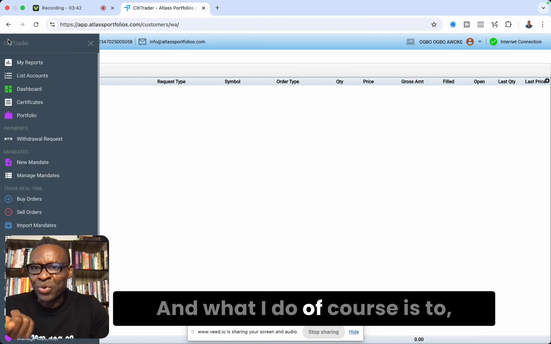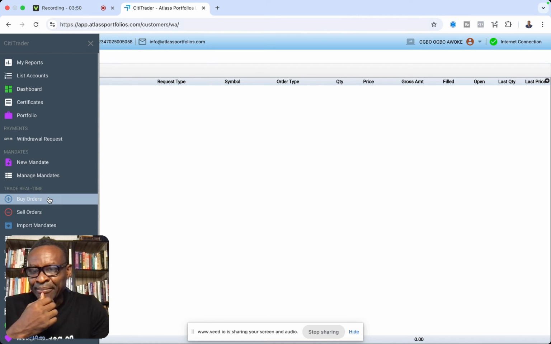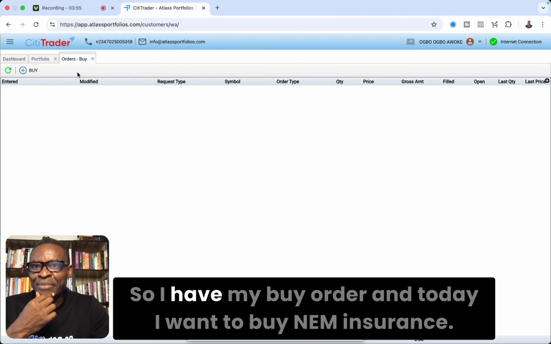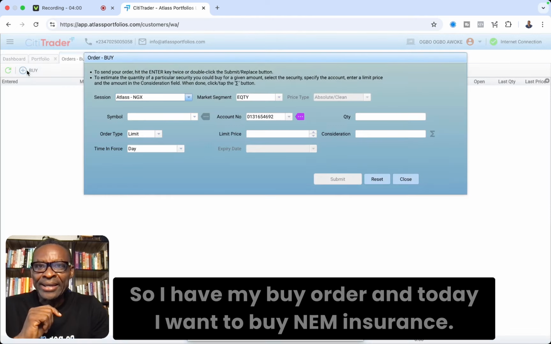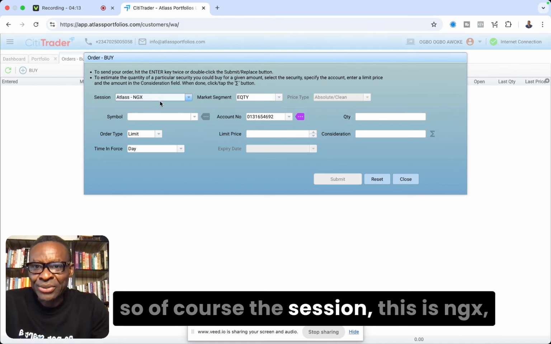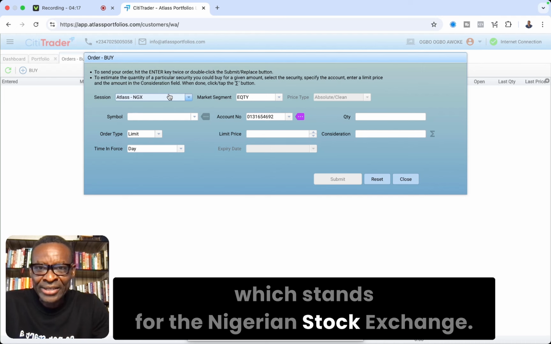And what I do, of course, is go straight to buy orders because I want to buy. There are other views I can use to execute this. So I have my buy order. And today, I want to buy NEM Insurance. When I click the buy button, this interface comes up. Here, the session is NGX, which stands for the Nigerian Exchange.